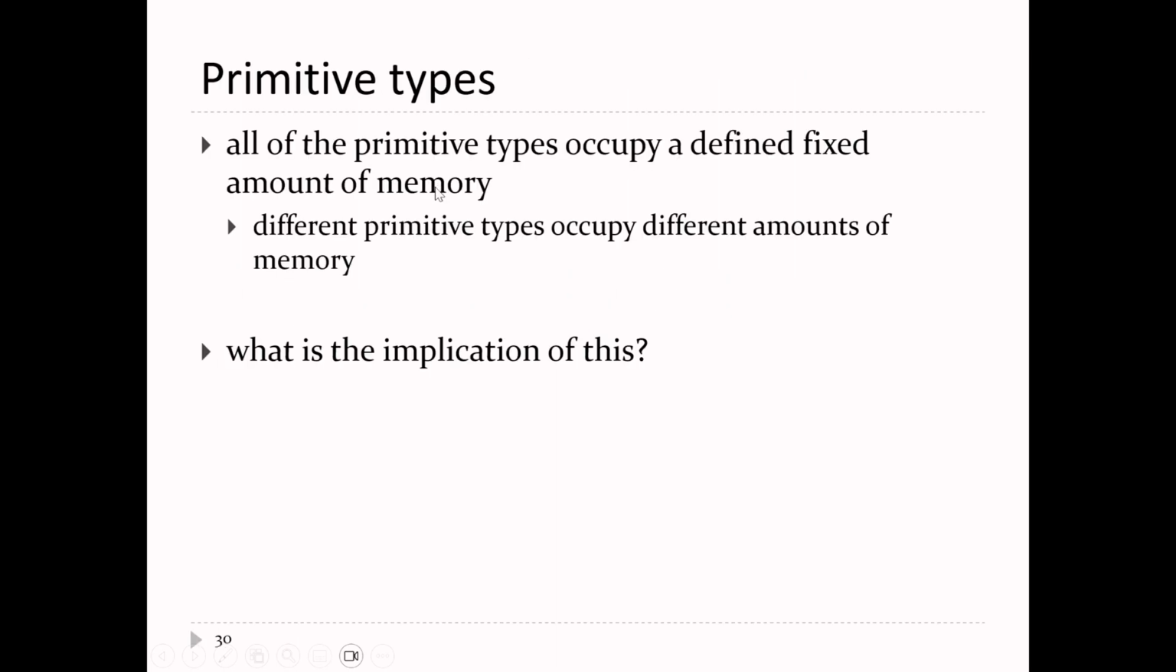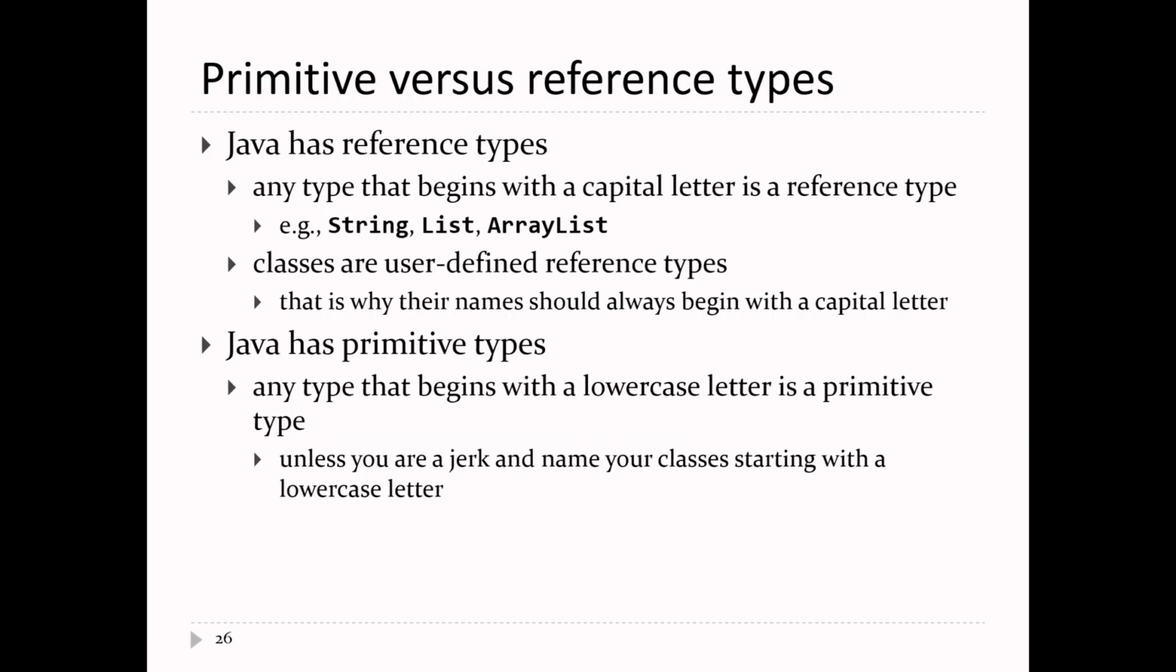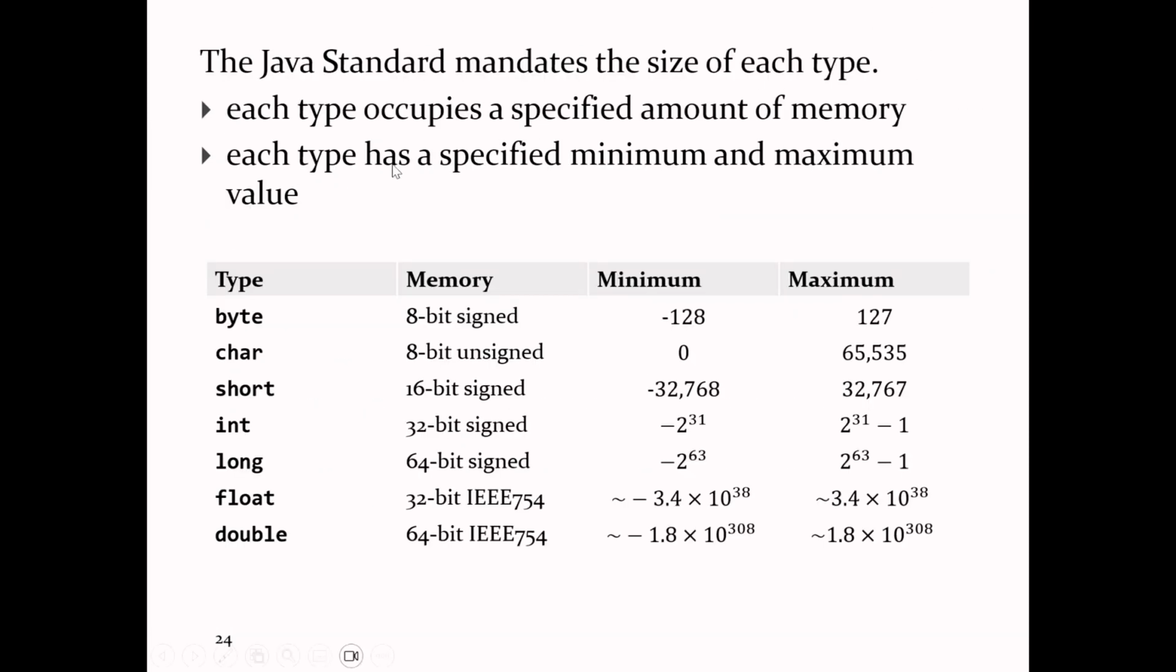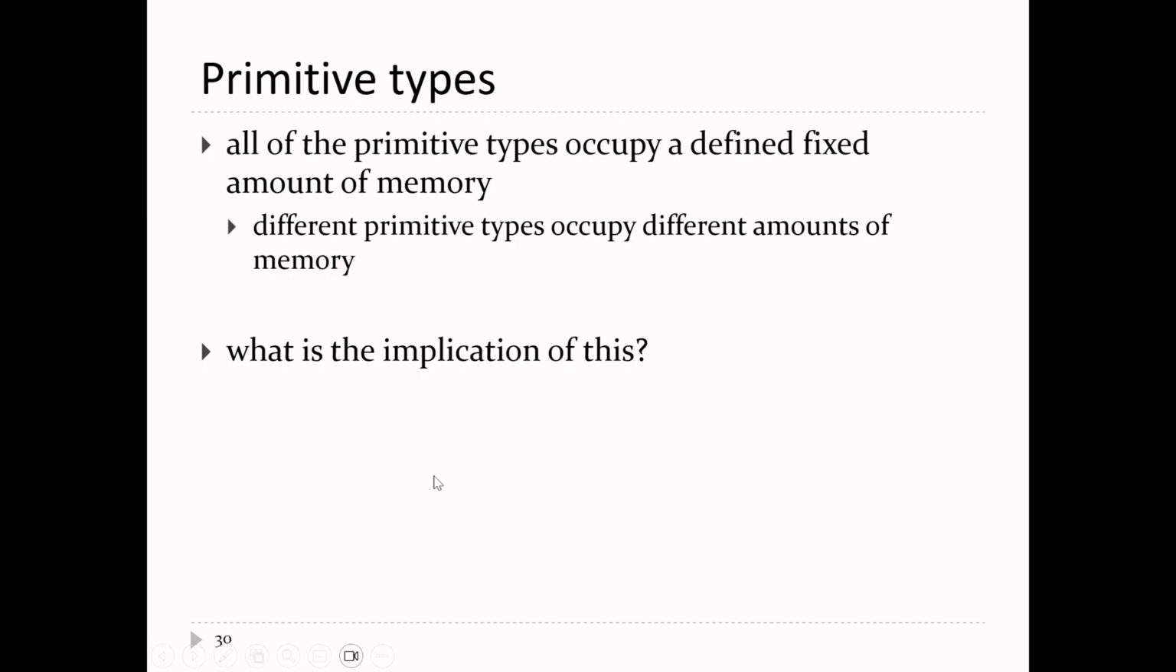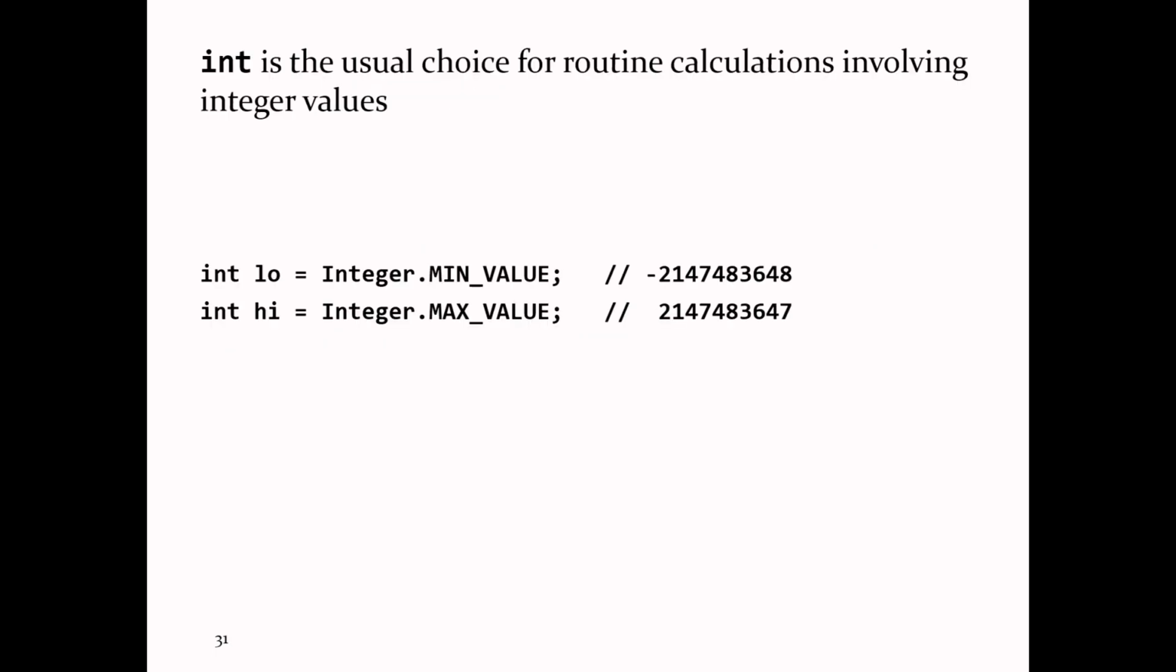All the primitive types occupy some defined fixed amount of memory, which, if you really want to know what they are, are all in this table here. Different primitive types occupy different amounts of memory. This turns out to have all sorts of weird implications. If you want to do something involving integers, normally you just use int. If you happen to know that your integer values are going to be very large, you might use long. If you know that the values are going to be bigger than what a long can hold, you have to do something else, but that's a topic for another day.